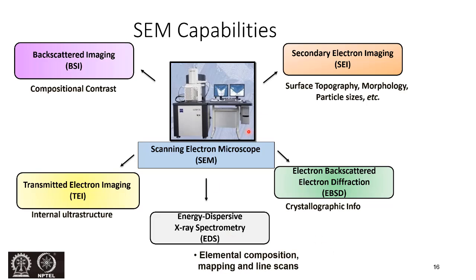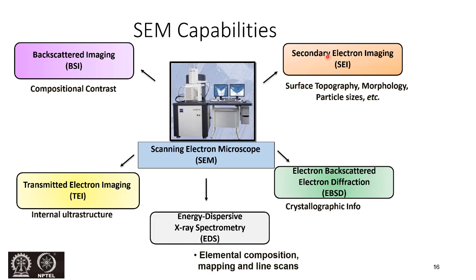So the SEM has different detectors in it. It has a backscatter detector, which gives us the compositional contrast. Then transmitted electron imaging can also be done, which gives the internal ultrastructure information. Then we have energy dispersive X-ray spectrometry (EDS), which gives us the elemental composition or mapping and line scan. Then we have electron backscattered diffraction (EBSD), which gives us the information about the crystal structure.